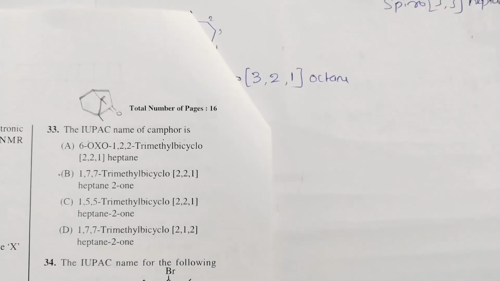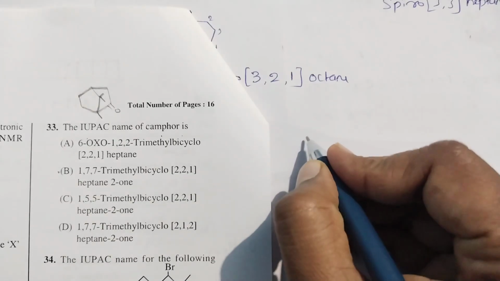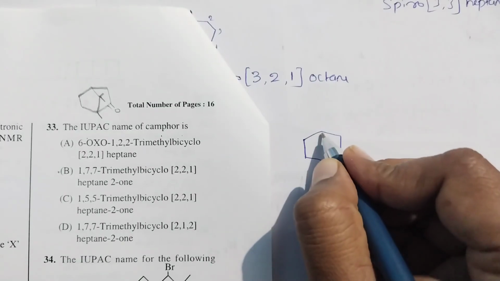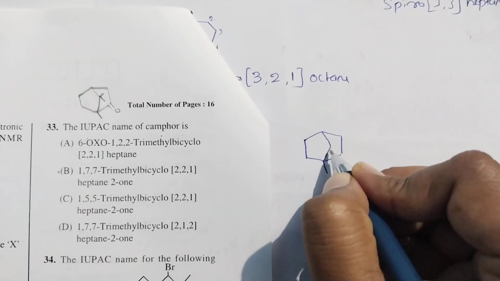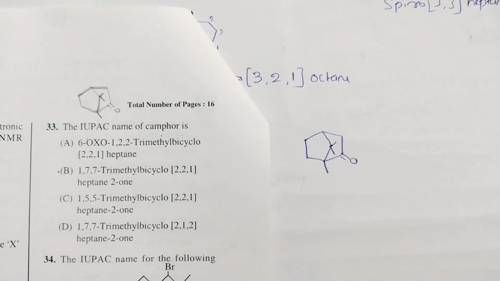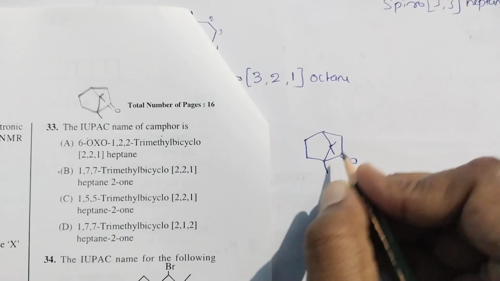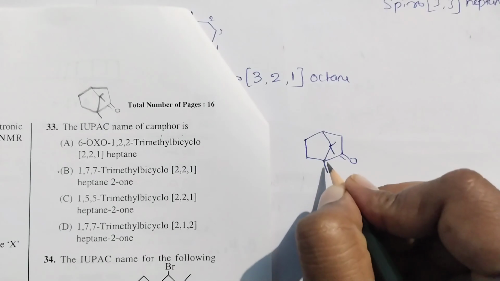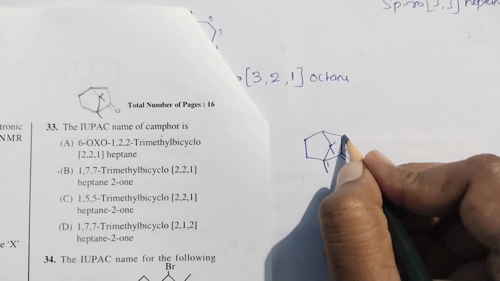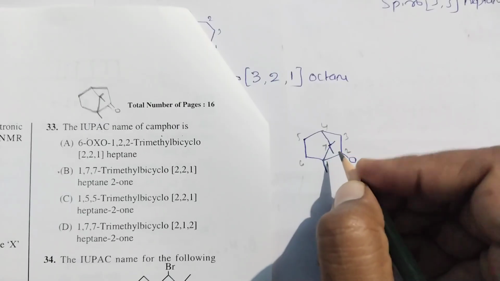Next example: the IUPAC name of camphor is. You should know the structure of camphor. This is the structure of camphor. This is a bicyclo compound. You have to give the number. These are the 2 bridged carbon atoms. The lowest number should be given to this carbon, because here there is a substituent: 1 to this carbon atom, 2 to this carbonyl group, carbonyl carbon, 3 4 5 6, 7 to this bridged carbon atom.